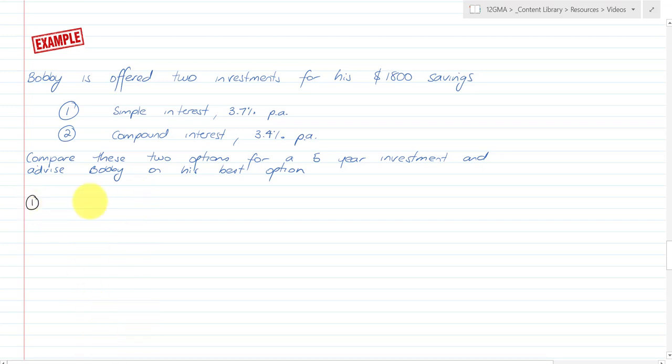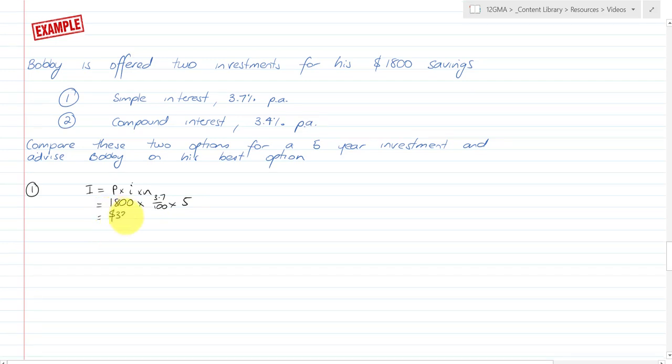First of all, the simple interest investment, we can work out the interest earned, and his interest will be equal to his principal times the interest rate times n. This is a 5-year investment, so we're probably still better just using the formula times 3.7 over 100 times n, which is 5, and I'll do that calculation now, and I get $333. And of course, that's over 5 years. He started with that $1,800, so the amount he has is the principal plus the interest, and that's equal to $1,800 plus 333, which is $2,133.